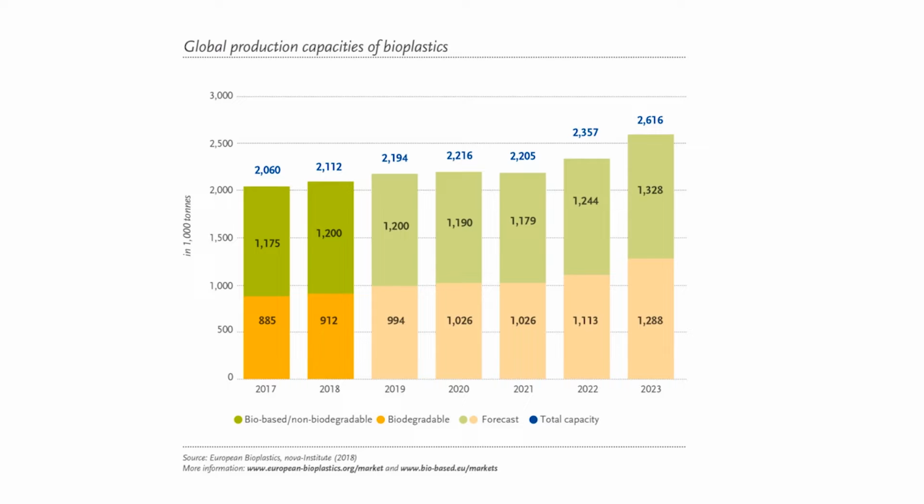The green one being the bio-based, the ones that are sourced from non-fossil feedstocks. And the orange ones, the ones that are biodegradable. So they're lumped together. But here we can see something promising. 2 million tons of bioplastics is being produced, with slightly more to be produced in the future.